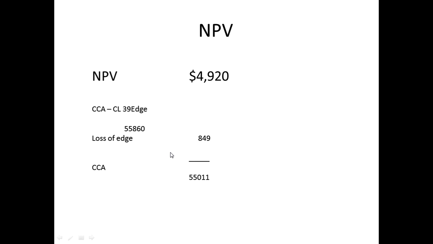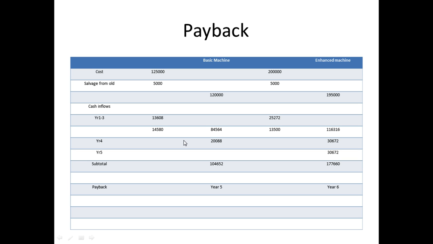So the net present value, looking at the capital outflows and the operating inflows, is 4,920. Details of the CCA edge formula are here. The edge is 55,860 minus the loss of edge of 849. And now when we look at payback, both machines are showing net present values that are positive.